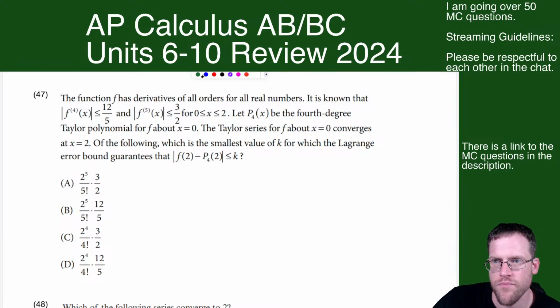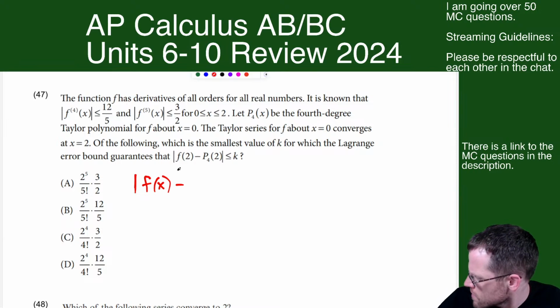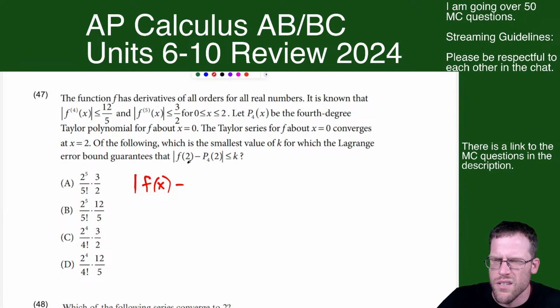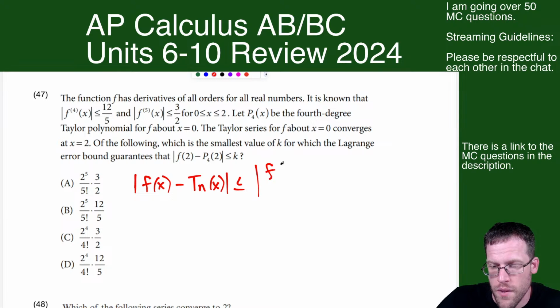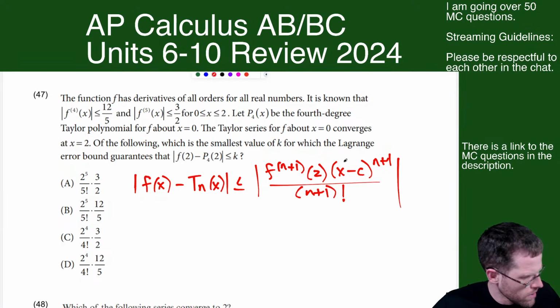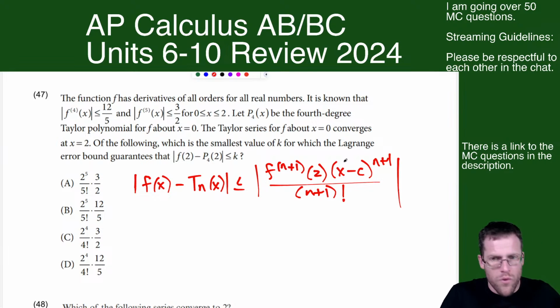Lagrange error bound. Let me write it like this. If we have f of x and an nth degree Taylor polynomial, the error is less than or equal to the n plus 1 derivative at z times x minus the center to the n plus 1, over n plus 1 factorial. That's the idea for this one.